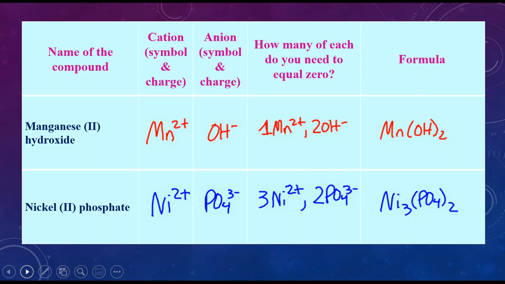Nickel 2 phosphate. Nickel is also a multiple oxidation metal, gets a Roman numeral, so it's +2. Phosphate is PO4 -3. And so that gives us 3 nickels to every 2 phosphates here. So it's Ni3, parentheses around the PO4, and then you put the 2 outside.